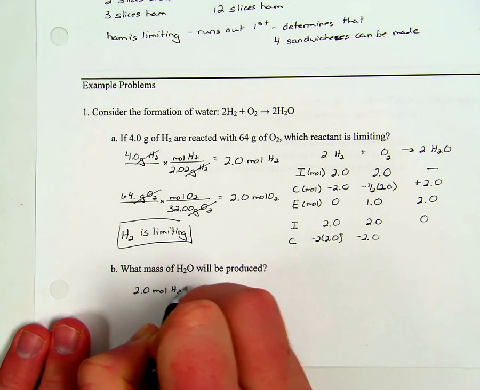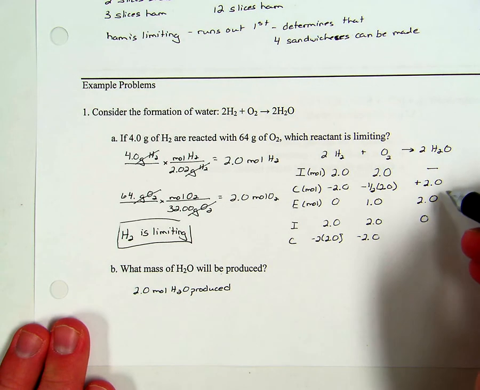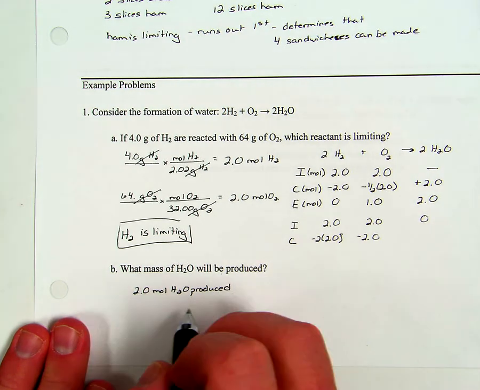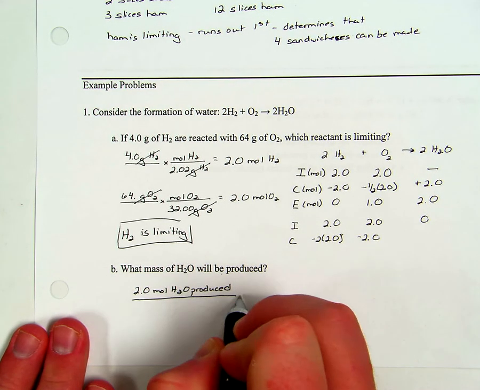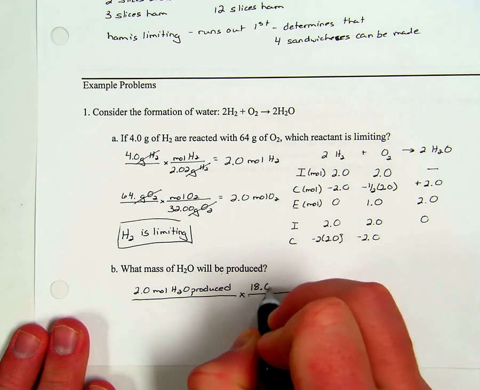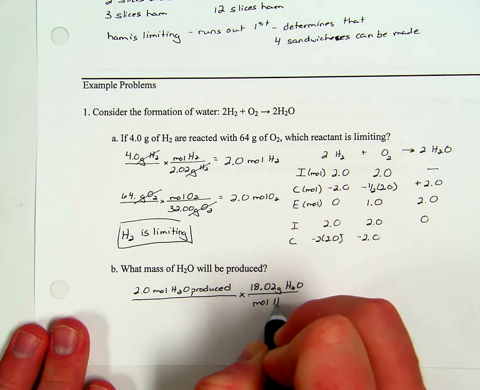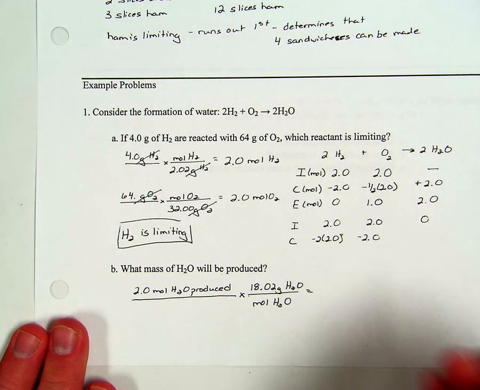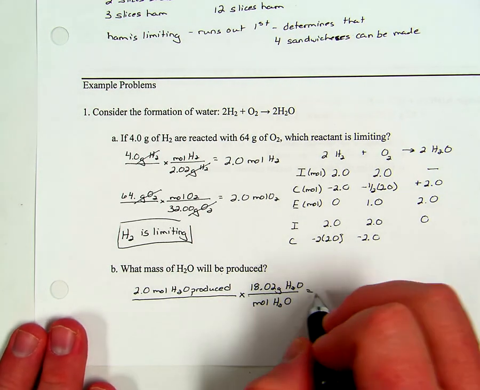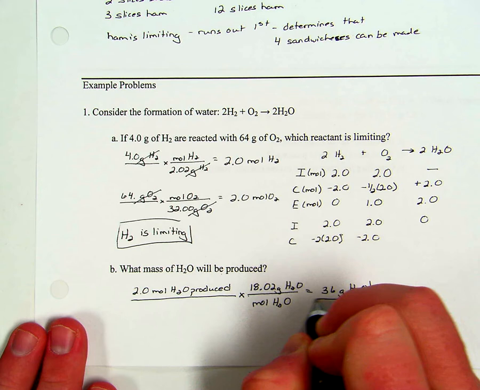Again, we determined that from right up here. That's how much water we're going to get. We get 2 moles of water. So now it's just a mole to gram conversion. We use the molar mass of water, 18.02 grams of water for every mole of water. 2 times 18.02 to 2 sig figs, that's just going to be 36 grams of water. That's what we have produced.